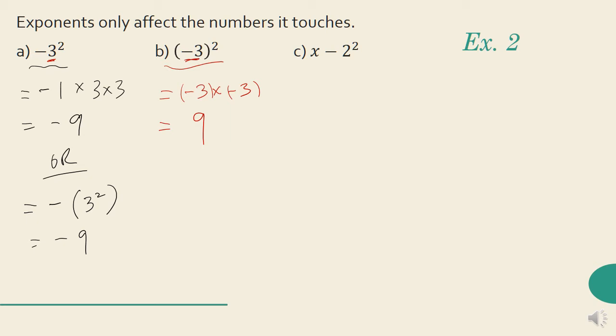Then C, this is again just kind of a warm-up, don't worry about it. The squared is not applied to the x, so we have x. That squared only goes to the base of 2. That negative does not touch or is not applied to the squared, just like for B. And then 2 times 2, which would be x minus 4.